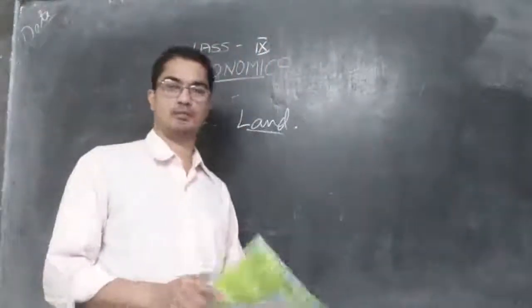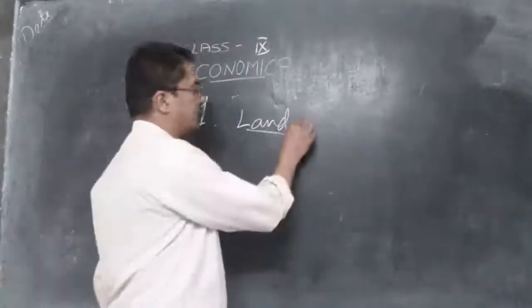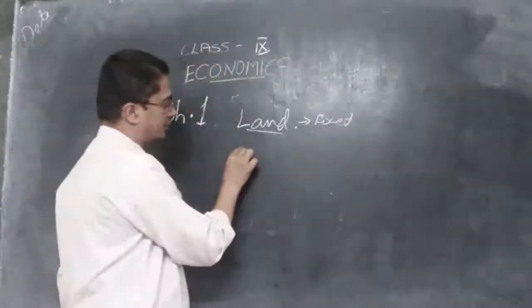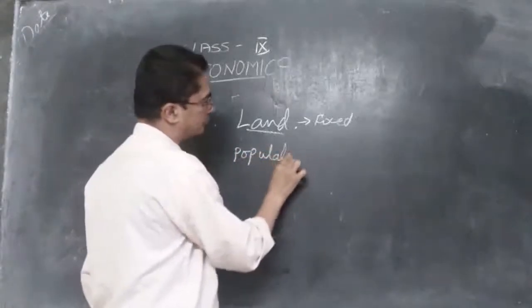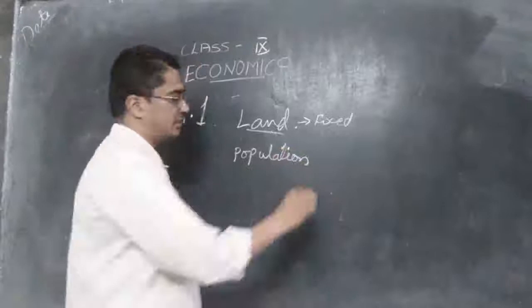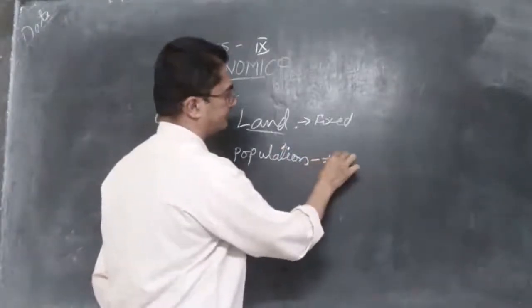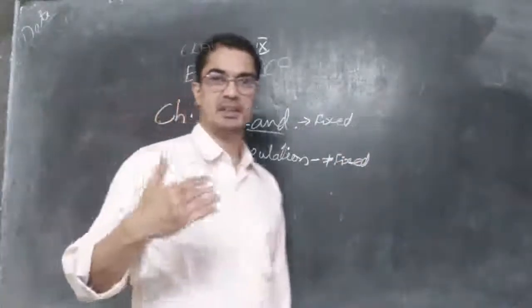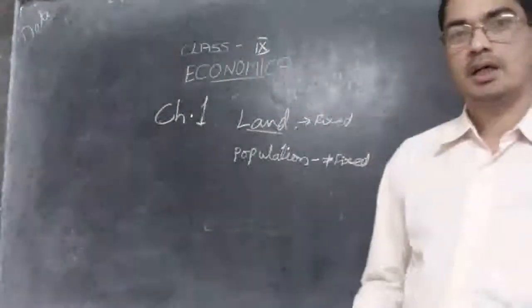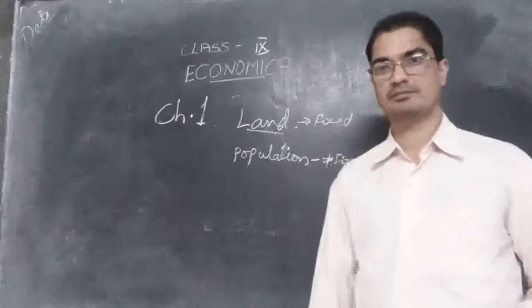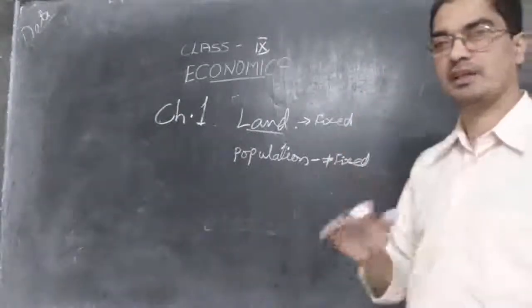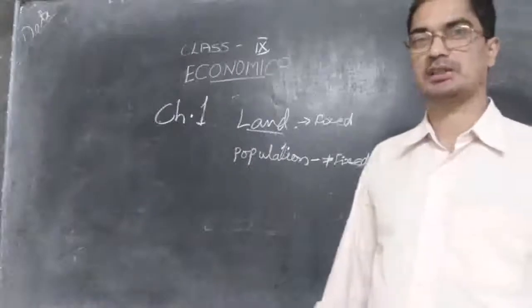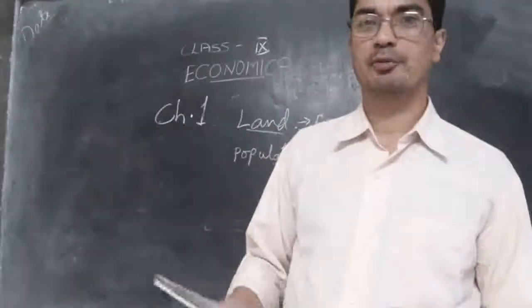So the land is fixed, but what about the people? What about the population? Is it fixed? It is not fixed. The population is increasing, and therefore the need for food will also increase. The land is fixed. The amount of land remains the same. It cannot be increased. But the number of people is not fixed. It is increasing year by year.